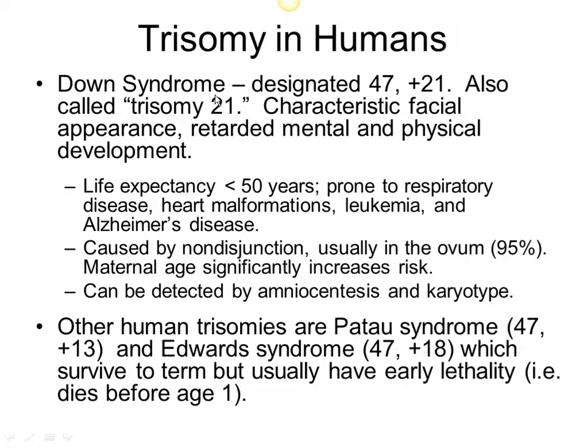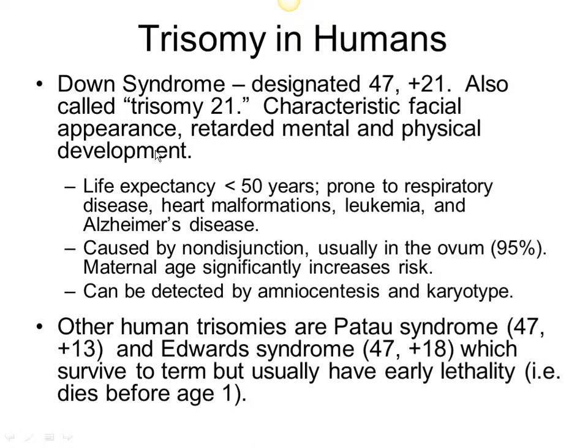In humans, one of the most common trisomies, other than the ones we talked about that affect the sex chromosomes, from chapter 4 we talked about Klinefelter syndrome, which is a trisomy of the sex chromosomes. But among the autosomes, you have a couple of trisomies that are viable in humans. Viable means can survive embryonic development through live birth. So Down syndrome is one of those. It has a designation of 47, plus 21. That means 47 chromosomes in a somatic cell, and the extra chromosome is chromosome 21.